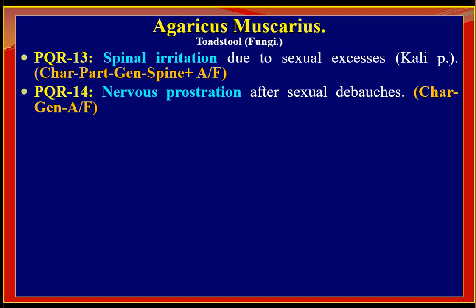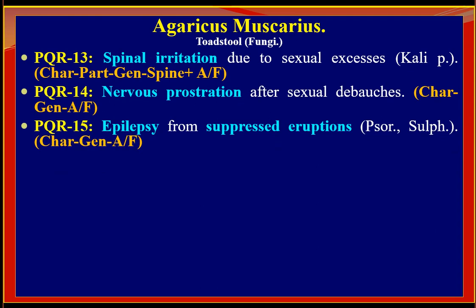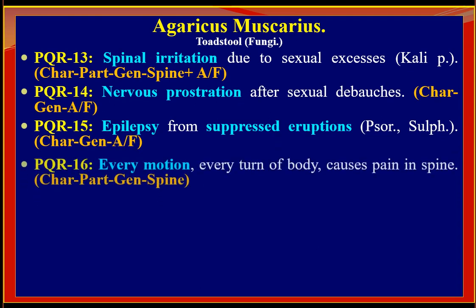PQR 14 is nervous prostration after sexual debauch. Again, it has got two components. The sexual debauch is an exciting cause or element from, and general prostration is a general characteristic symptom. PQR 15 tells us about epilepsy from suppressed eruptions, and we have two more remedies which qualify for the same symptom. They are psorinum and sulfur. So it is a characteristic general, and elements from you find suppressed eruptions.